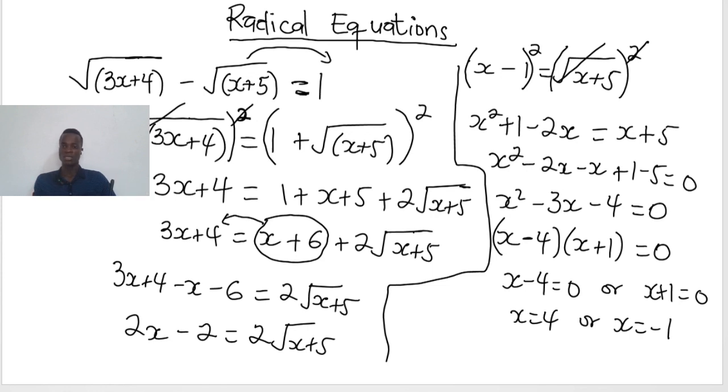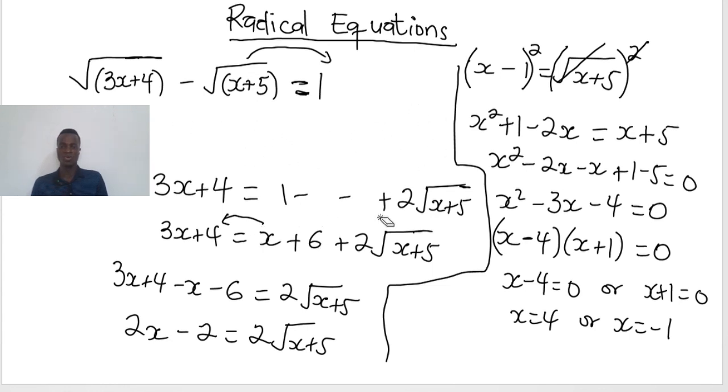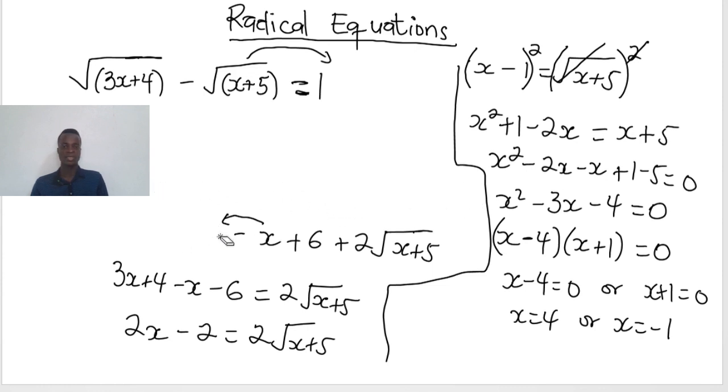So we accept both. But at this point, when you get the final answers x equals 4 and x equals negative 1, you don't have to continue and say, oh, that's your final answer. You lose marks because you didn't test. So let's go to the testing. Let me clean this side so that we can clearly see what we had. Let's do the testing now.